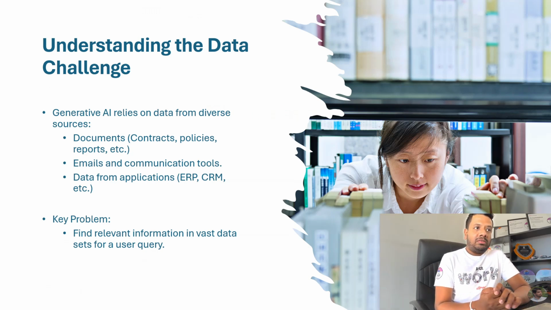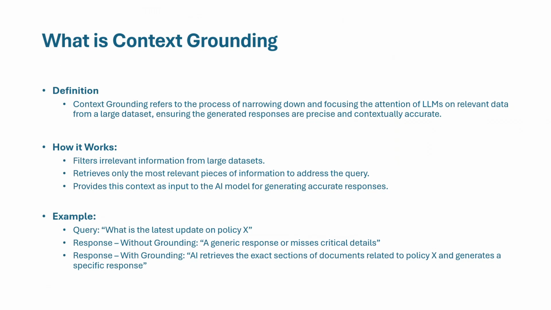So how do we address this? We can address this using context grounding. So what is context grounding? In simple terms, context grounding is a process of narrowing down this entire data set into what we really need. The most relevant data set that you can find from your entire data set, and using that as the context for your GenAI models to generate a response. So this process of filtering all this information, retrieving it, and providing that as a structured context for your application is the process of context grounding.